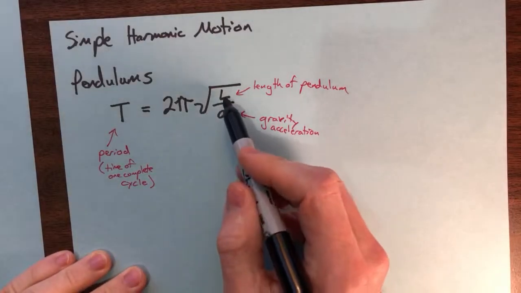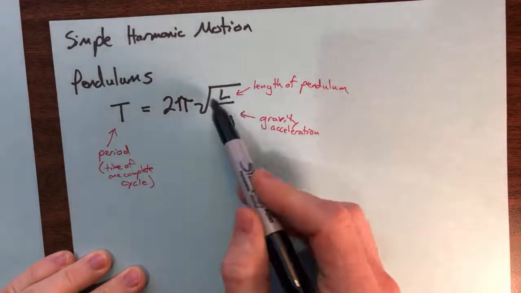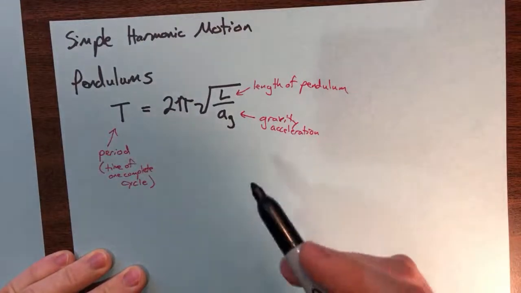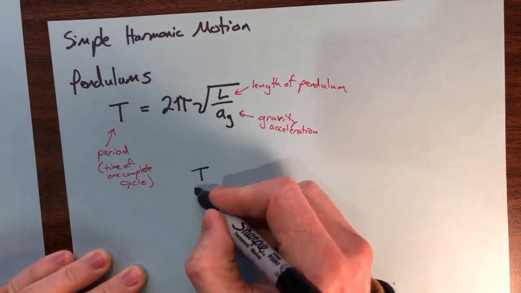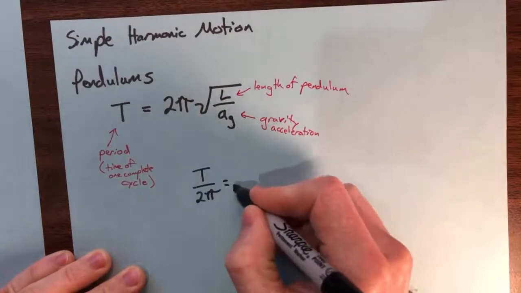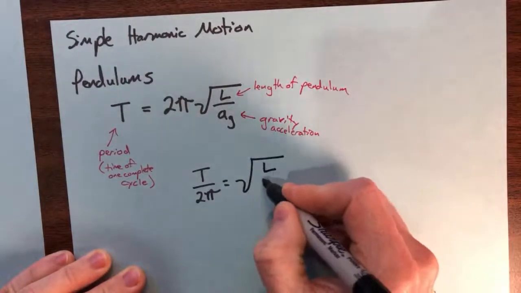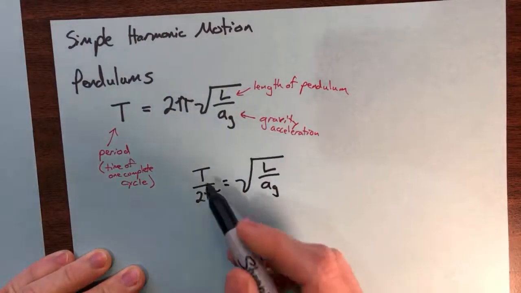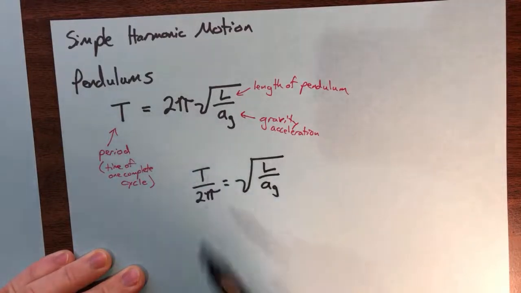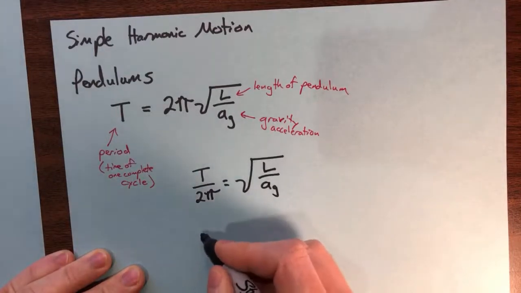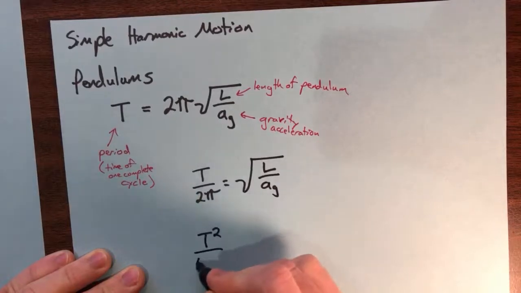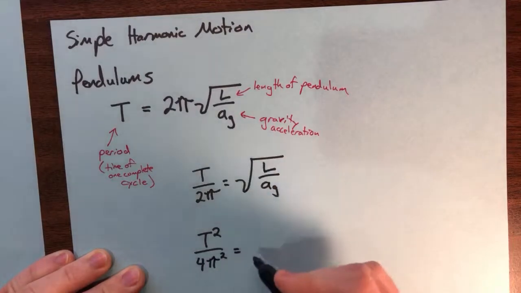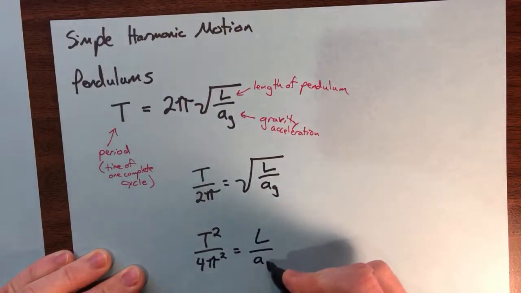If we're going to be solving for L, we want to get L all by itself. To do that, probably the first thing to do is to divide both sides by 2 pi. That gets you t over 2 pi equals the square root of L over a g. Then we need to take care of that square root, so we have to square both sides. Let's just go ahead and square everything. On the left, that's going to get us t squared over 4 pi squared, since 2 squared is 4, equals, and then the square root squared is simply L over a g.